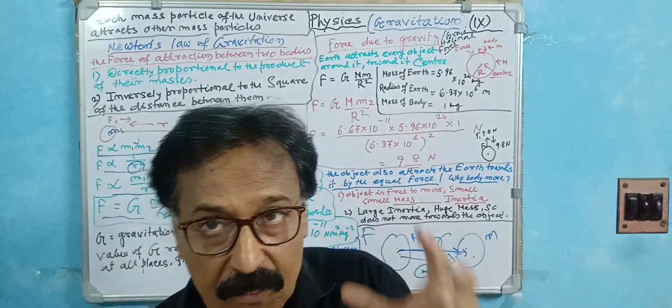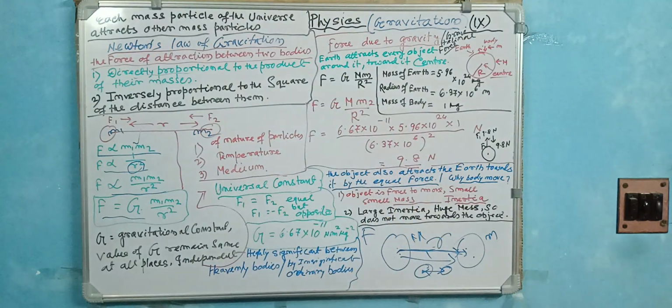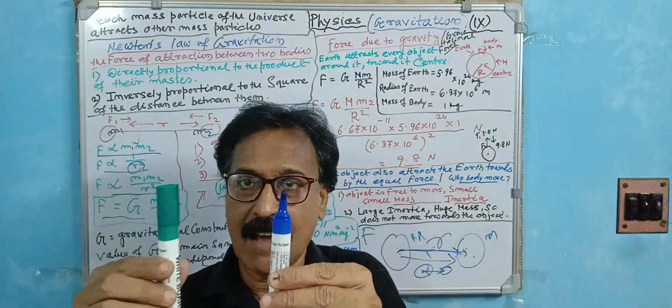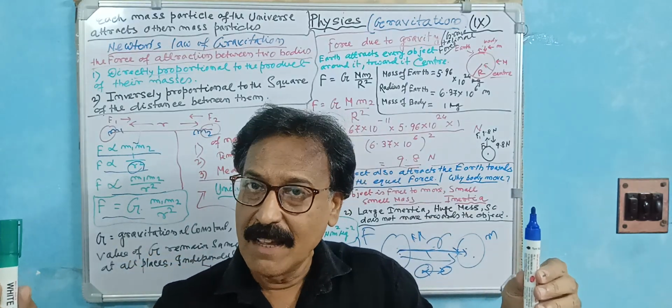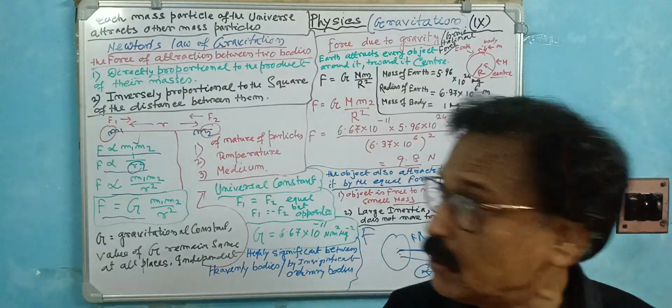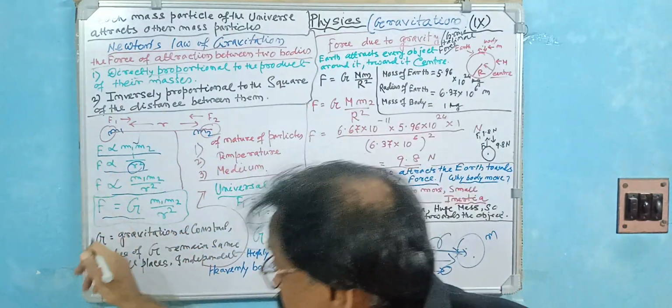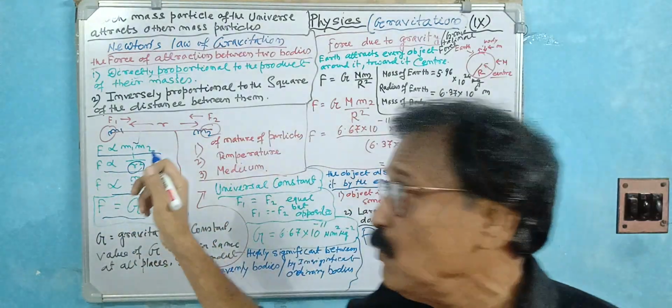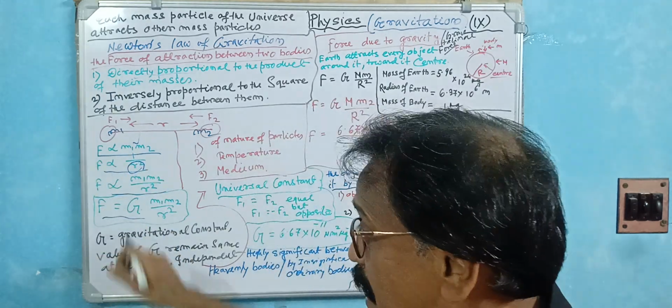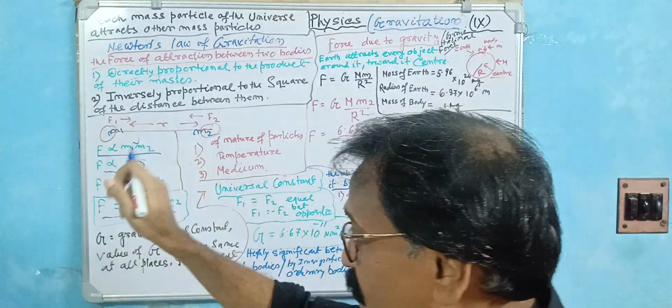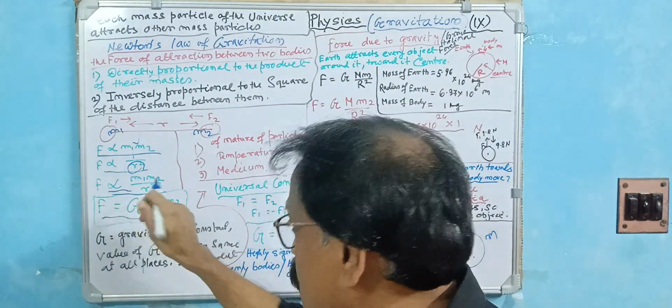And one other thing, the distance. Suppose here are two bodies. If these two bodies are very close, the attraction is more, but if they are that far, the attraction is less. Okay, so this mathematical deduction is by Newton. F is directly proportional to m1 into m2, the product, and inversely proportional to the square of the distance: m1 m2 by r square.